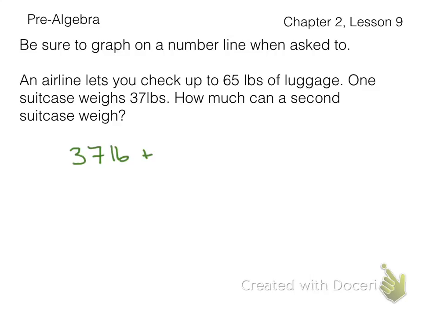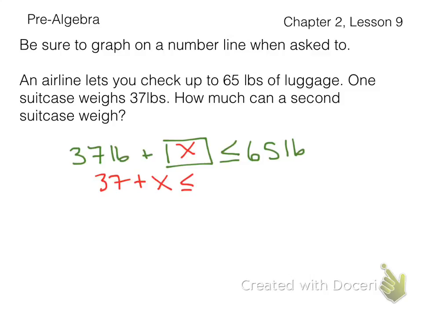Well, we've got 37 pounds already, and if we add the weight of the second suitcase that we don't know yet, so I'm going to just make it an X, this has to be less than, because we can take less than 65 pounds of luggage, or it can equal 65, because we really only care if we go over 65. If it's less than 65, we're still okay with the airline. So how do I solve this problem? Well, I've got 37 plus x is less than or equal to 65.